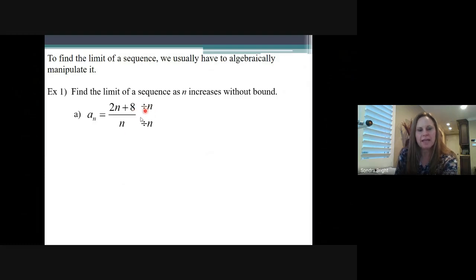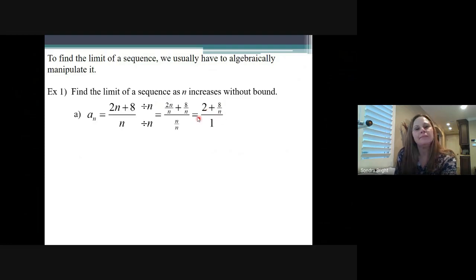Divide the numerator by n, divide the denominator by n also. All right, so what happens? Well, you would have 2n divided by n plus 8 over n, and on the bottom, you'd have n divided by n. Let's simplify this. 2n divided by n, those n's will cancel, and you'll be left with a 2. I still have an 8 over n here that didn't simplify. But n over n is a 1. So you end up with 2 plus 8 over n, all over 1.